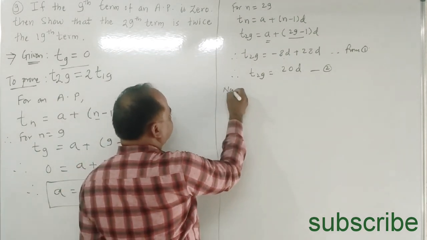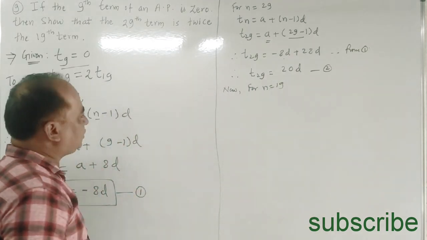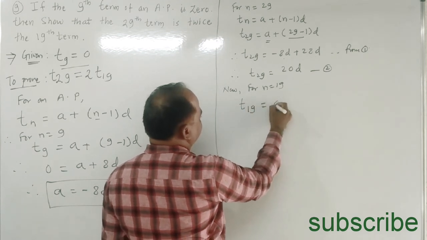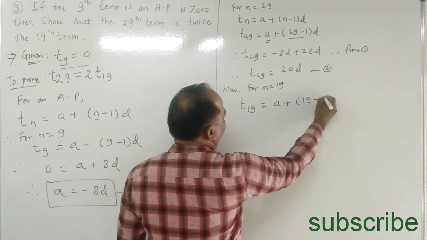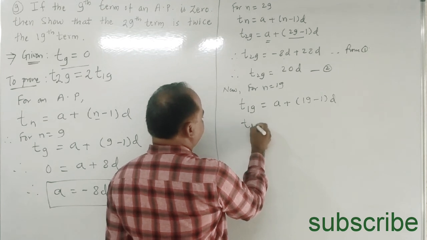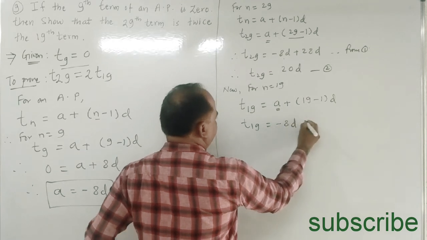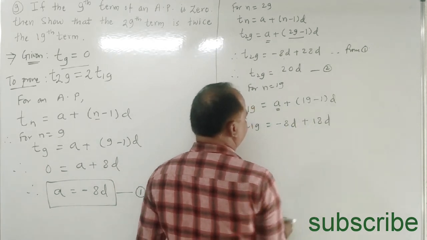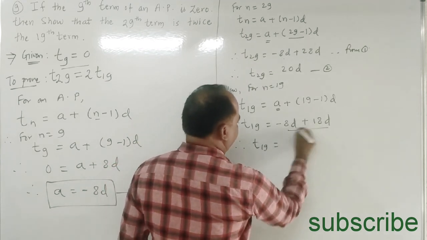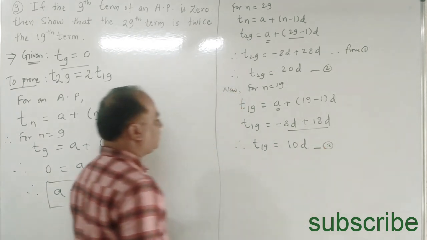Now, for n is equal to 19, T19 is equal to a plus 19 minus 1 into d in the formula of Tn. So T19 is equal to a, which is minus 8d, plus 18d. Therefore, T19 is equal to 18 minus 8, that is 10d. Third.